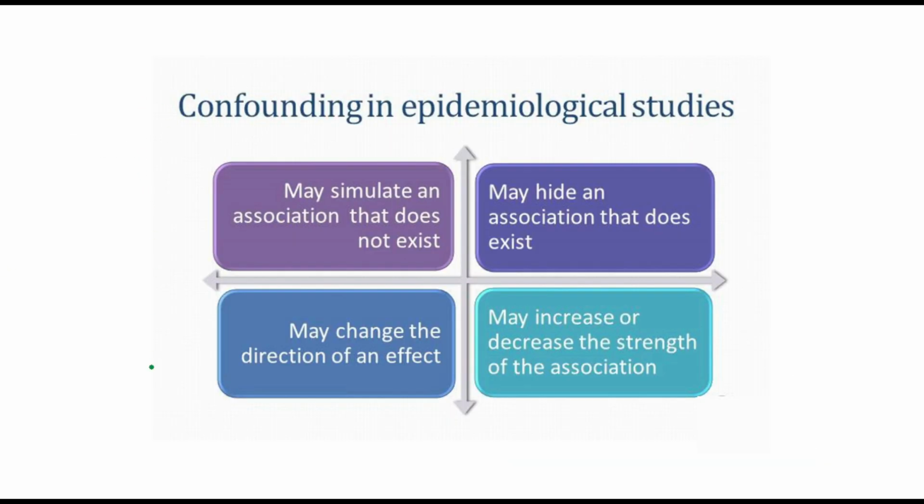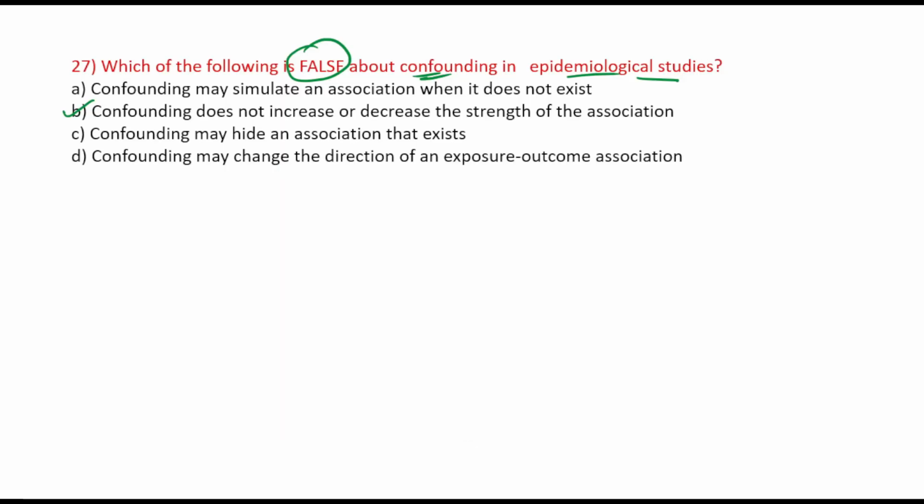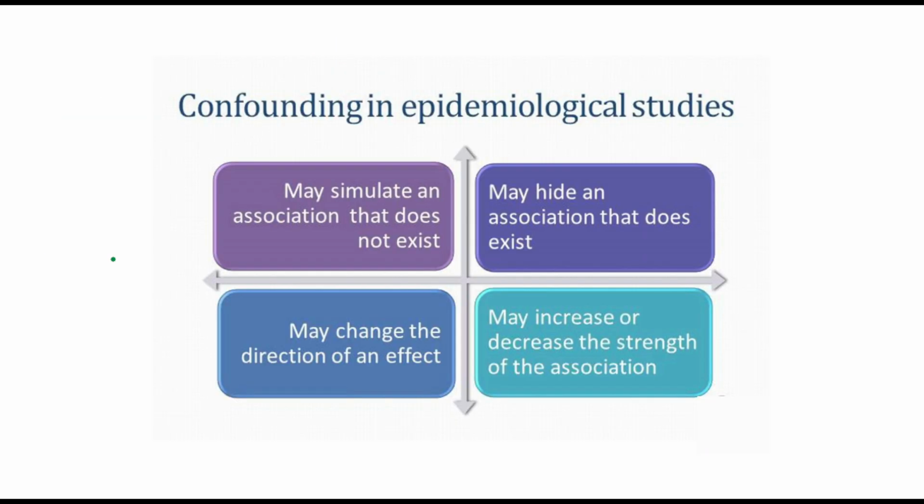Now see this chart. We have spoken regarding this chart previously also. We will repeat again regarding confounding in epidemiological studies. See in our question what they have asked. They have asked regarding the false statement. Let us see the other statements one by one. Statement number 1. Confounding may simulate an association when it does not exist. It is given in the question and it was a correct statement.